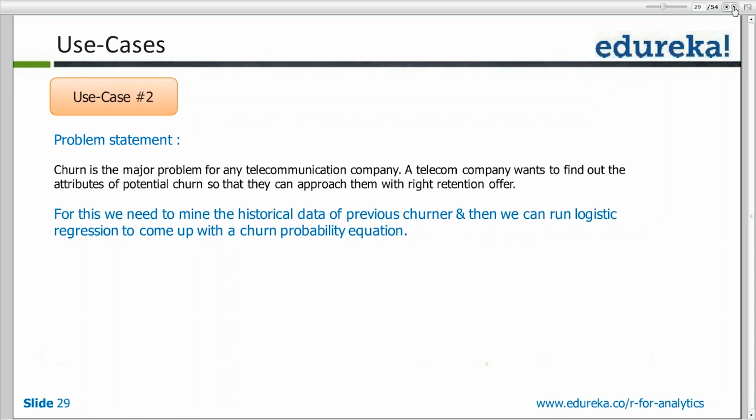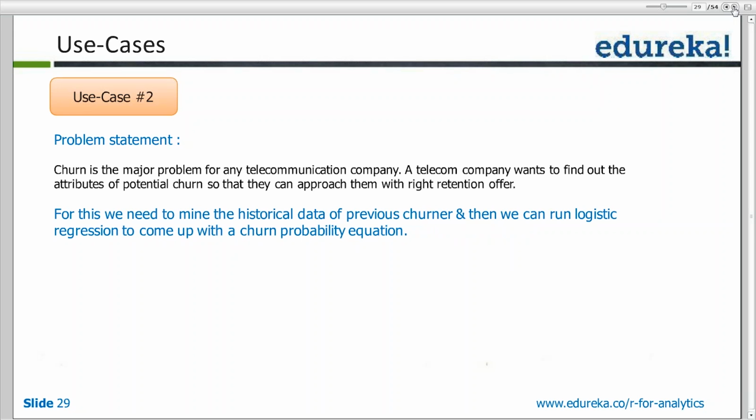Another use case is churn prediction, and this is something I can speak of out of my experience. As a part of my data scientist role at my employer, what I'm also engaged in is predicting churn for a telecommunications client of my employer.